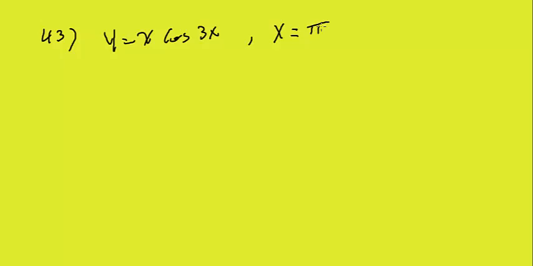Okay, these are Caro's favorite problems because she can't do any algebra. Alright, they want you to find the equation of a tangent line. That means it's a line. Okay, what two things do you need to find the equation of a line? Point and slope. Okay, so I have an x value. How do I find my y value? Plug it in. That's y of pi, which is pi times cosine of 3 pi.